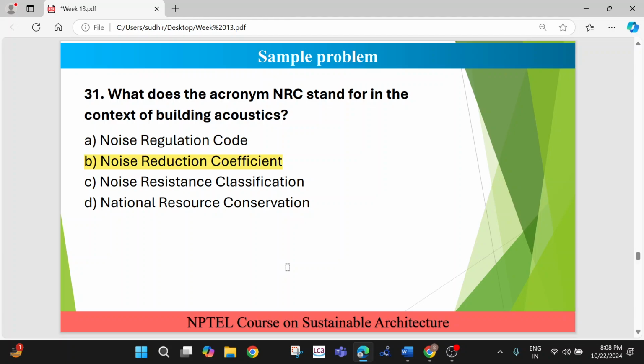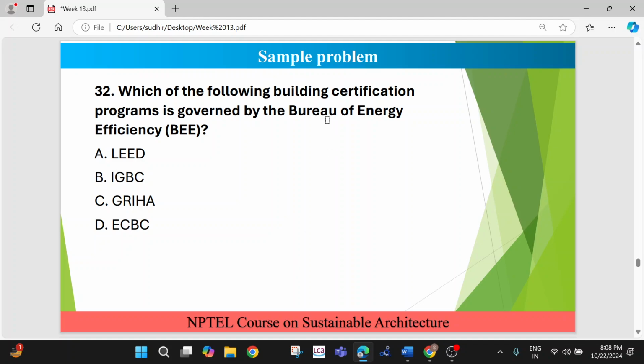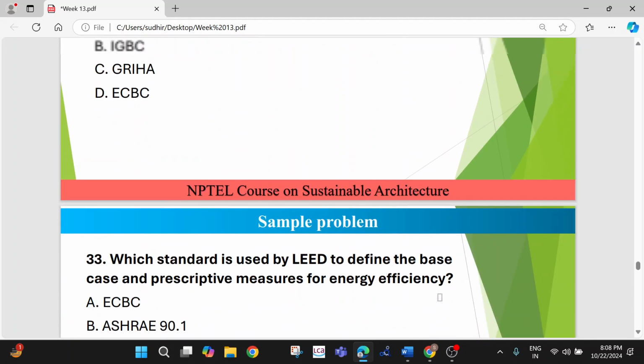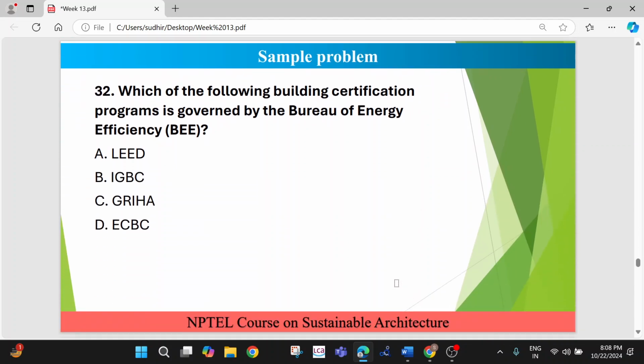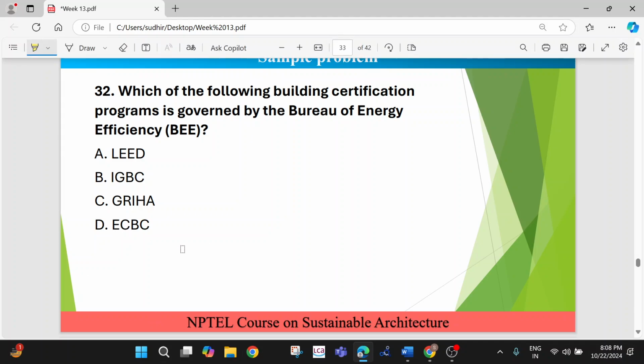So let's move to the next question, question number 32. Which of the following building certification programs is governed by BEE, Bureau of Energy Efficiency? I think I announced it correctly. Let's see how many of you can answer it correctly. BEE is governing which of the building certification programs?